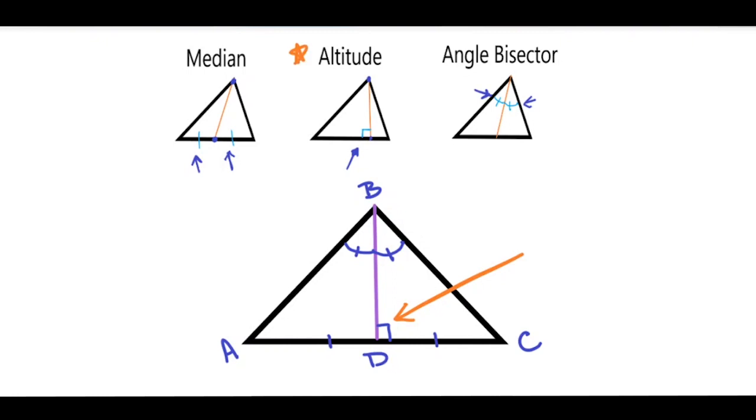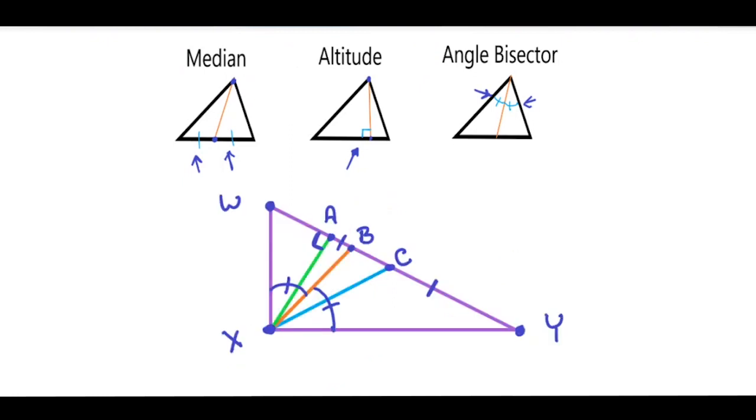But at the same time, BD cuts AC in half and makes two congruent line segments. Therefore, it's also a median, and you'll notice here that angle B gets cut in half. So that makes it also an angle bisector. So our line segment can be all three: median, altitude, and angle bisector.